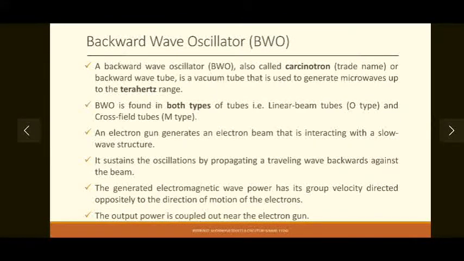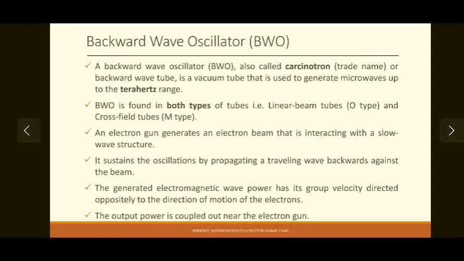So BWO, which is also called a carcinotron, which is a commercial name for backward wave oscillator, is a vacuum tube that is used to generate microwaves up to the terahertz range. So very high frequency oscillations can be obtained using BWO. They are found in both types of tube, that is linear beam as well as cross-field tubes, that is O type as well as M type.